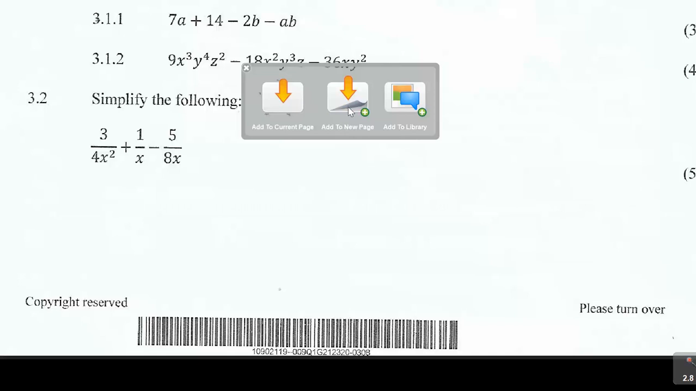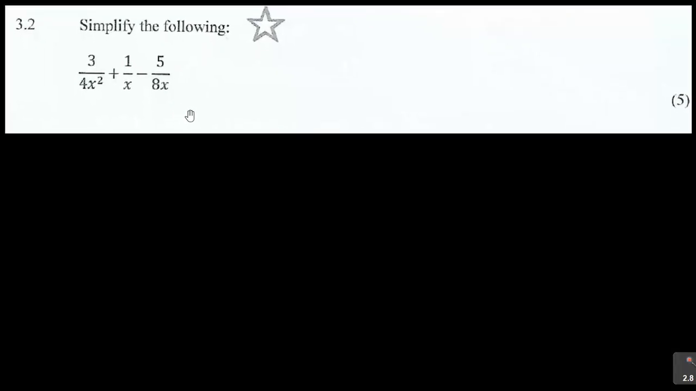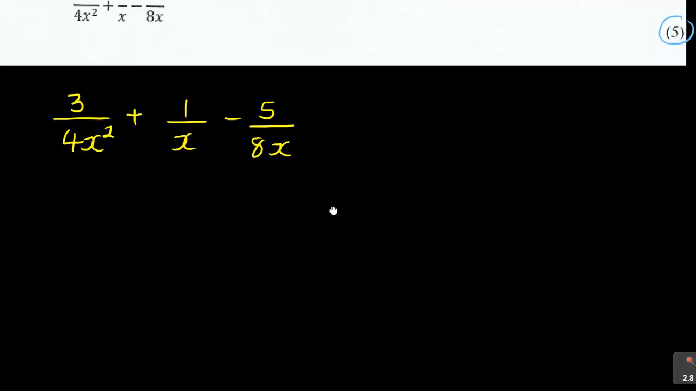There we have, it says simplify. Look at this, an interesting one also. It's 5 marks. It says simplify the following, a good 5 marks, and you don't want to miss this one on fractions. So what I have is 3 over 4x squared plus 1 over x minus 5 over 8x. So this is what I'm having. I need to simplify it.